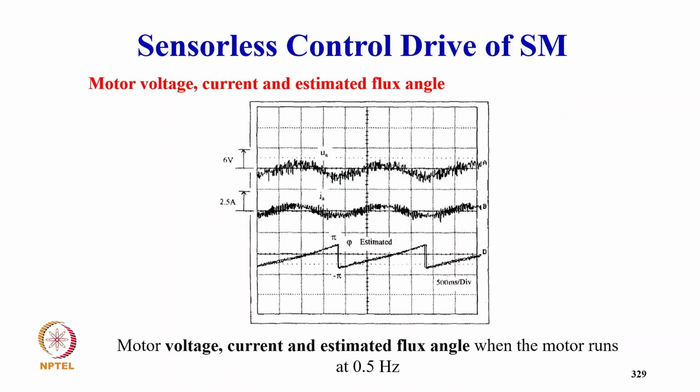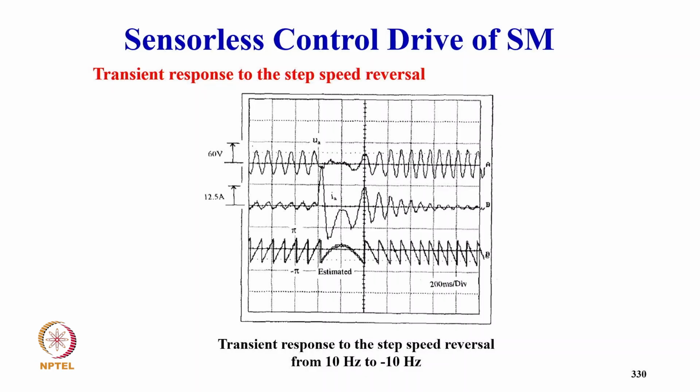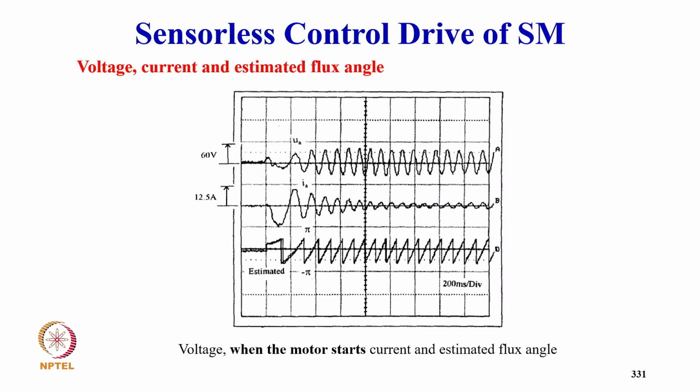And this is the response of motor voltage, current and estimated flux when the motor runs at very low speed. And this is the response to a step reversal from 10 Hz to minus 10 Hz. You can clearly see how the voltage as well as the current and position change. This is for the motor current, typically for the case of starting.